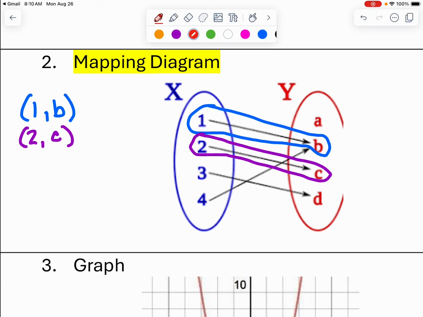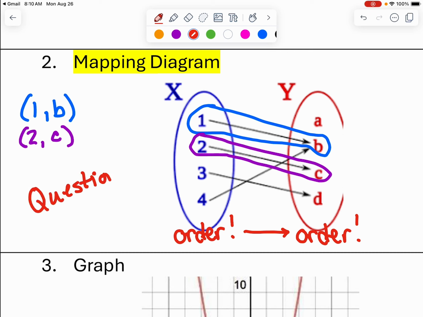And I want you to notice that this side needs to be in order, and this side needs to also be in order from least to greatest. And the arrowheads must point to the range. Start at the domain and go to the range. This will be a quiz question. Kids get it wrong simply because sometimes they pick the arrowheads that aren't pointing in the right direction. So remember, they must point to the right, and they have to go in order least to greatest.